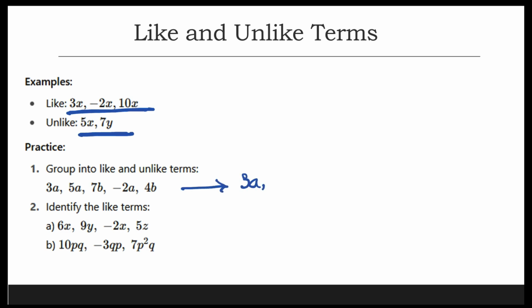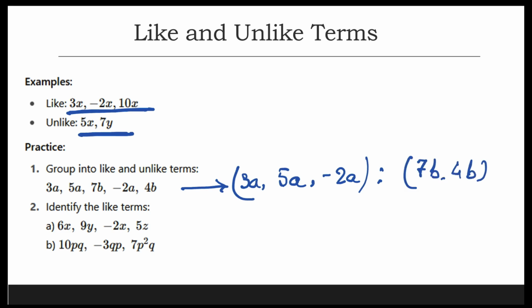like terms. 3a, 5a, minus 2a. These are one set of like terms, and 7b, 4b. These are second set of like terms. In this one, 6x, 2x is one set of like terms. This is a separate, 9y is a separate like term, 5z is a separate. They are not like terms. In this one, 10pq and 3qp. qp and pq is same, p and q. So these two are like terms. The third one is not a like term.